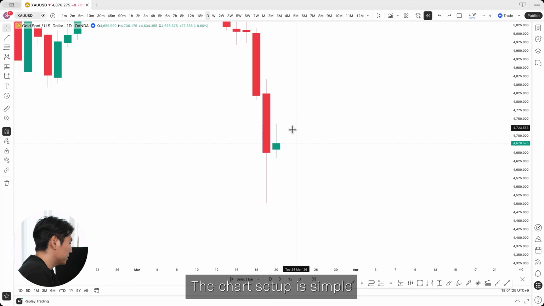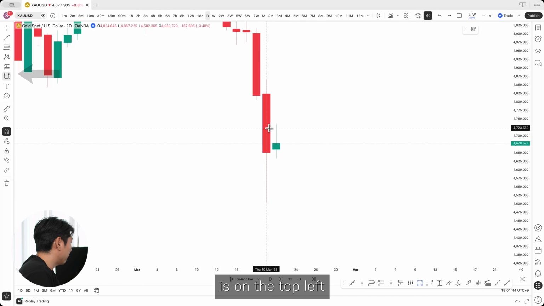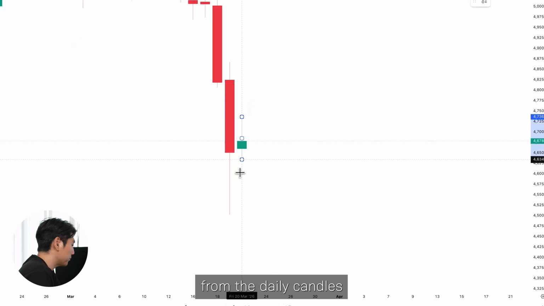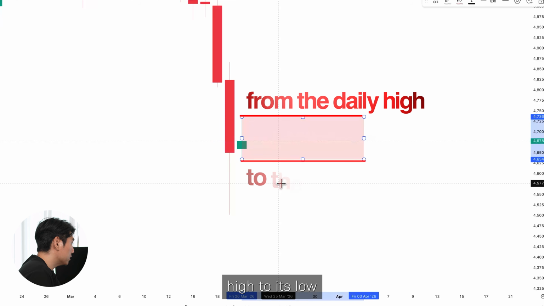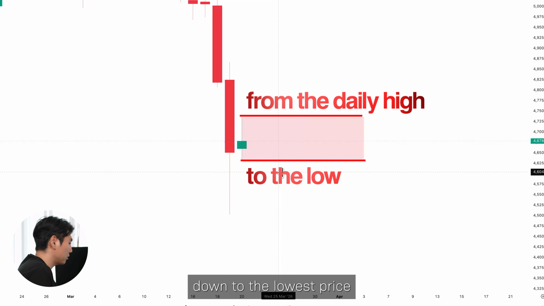The chart setup is simple. 1 hour before the US Open, you open TradingView and you pull up the gold daily chart. The rectangle tool is on the top left. You add this tool. Now you are going to draw a box from the daily candle's high to its low. From the highest price of today's daily candle down to the lowest price.